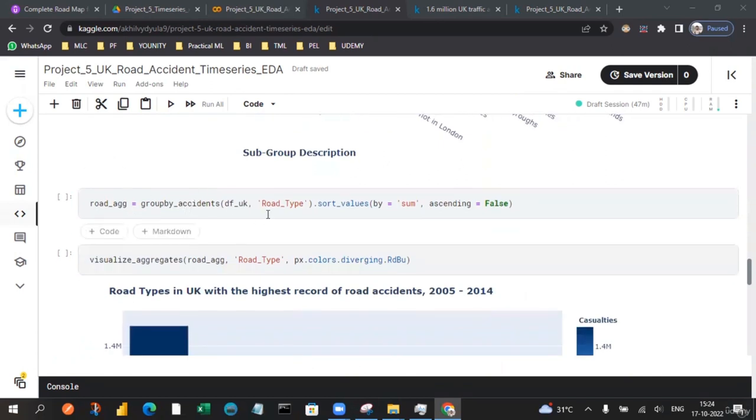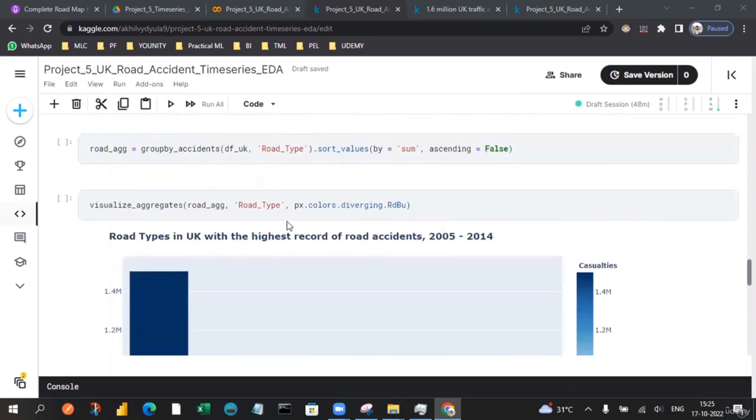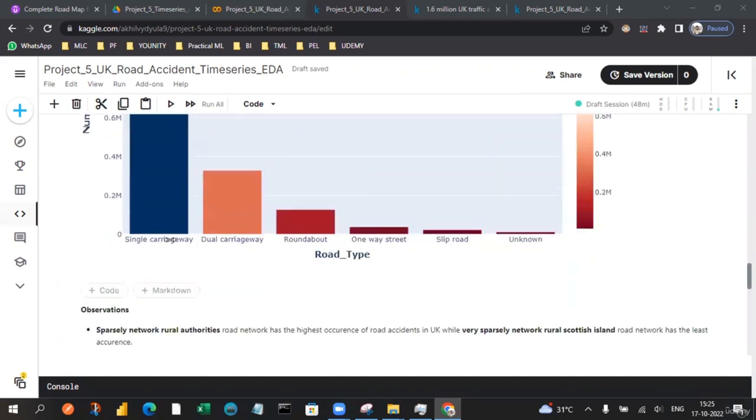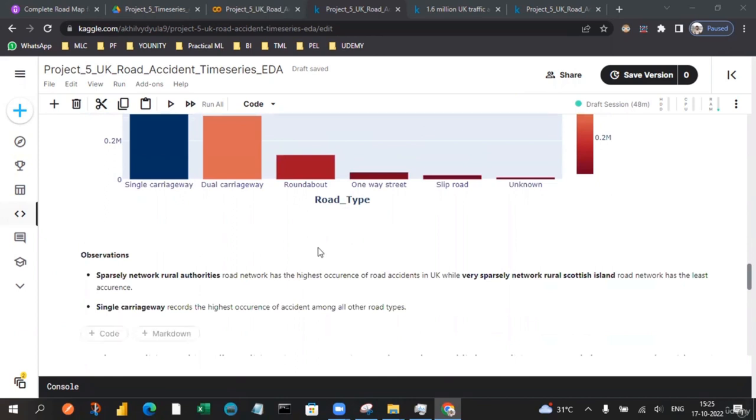We can also draw some conclusions with respect to the road type, so that we eventually get the information corresponding to the road type as well. The single carriageway probably has a very high number of casualties, and there is also some kind of unknown category. Unknown may arise from different perspectives, perhaps roads not named properly. Eventually, the slip road has a very low number of casualties, so we can draw some observations.